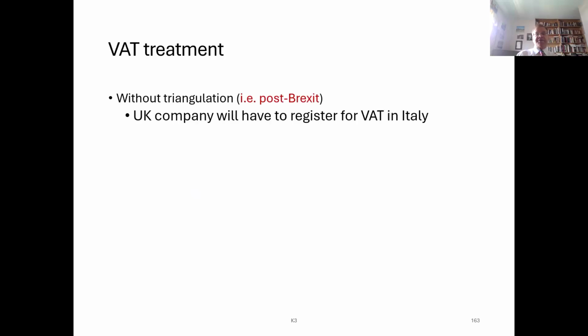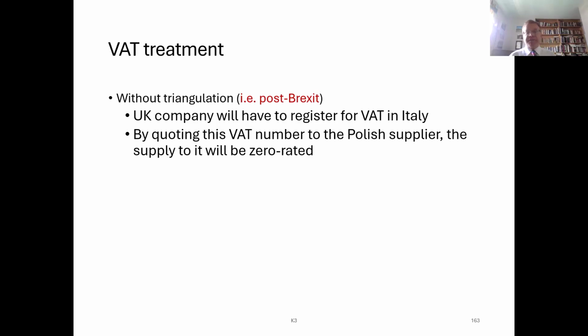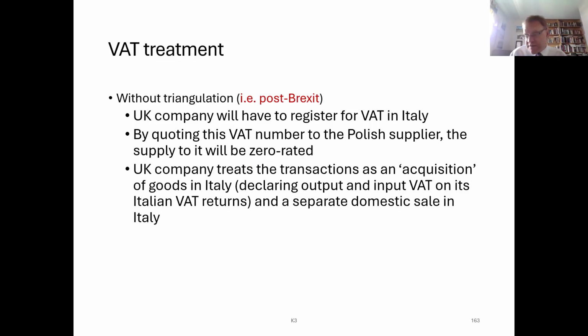Without triangulation, the UK company will have to register for VAT in Italy. By quoting this VAT number to the Polish supplier, the supply to it will be zero rated. The UK company treats the transaction as an acquisition of goods in Italy, declaring output and input VAT on its Italian VAT returns, and a separate domestic sale in Italy. So, no triangulation. This is the procedure that you're going to have to go through.